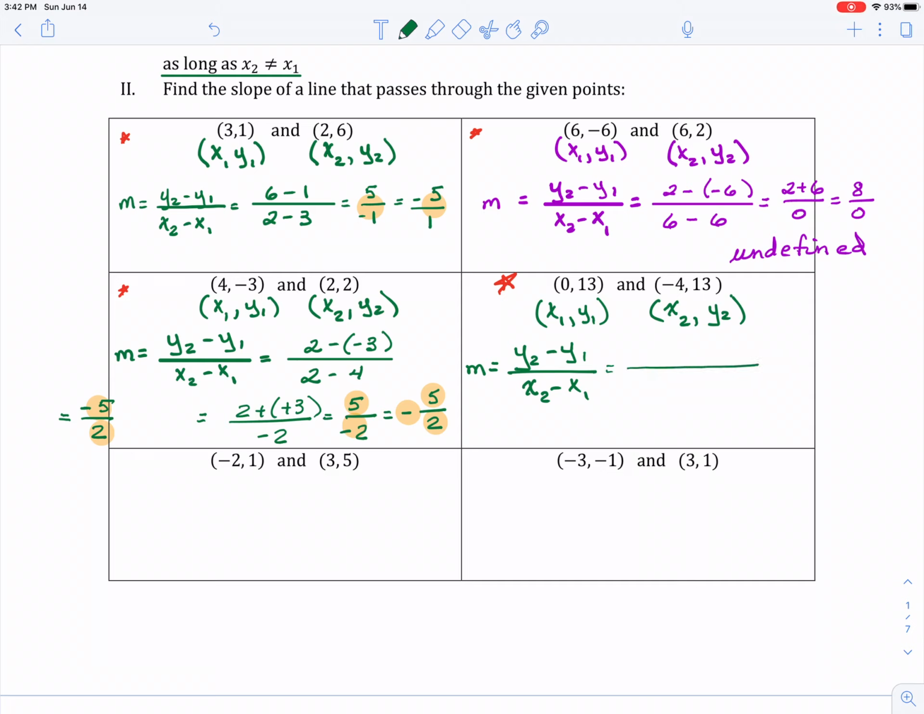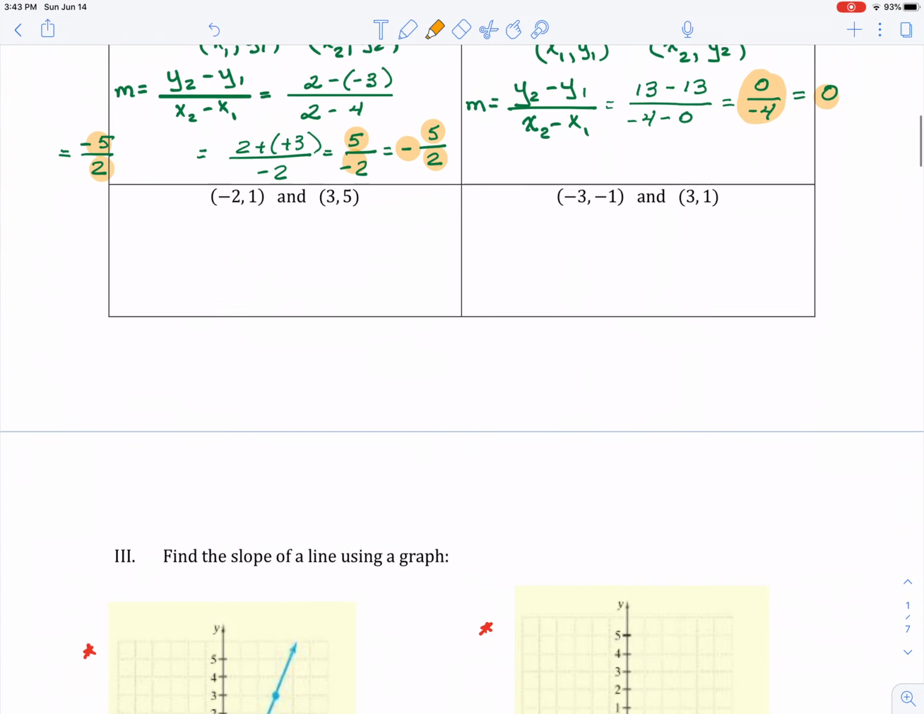Here's our next example. We start with the value 13, and we subtract 13, so y sub 2 minus y sub 1. We start with negative 4, and we subtract 0. Made that line a little too long there. And this time you see that I ended up with a 0 in the numerator, and that is equal to 0. So if you've forgotten some of this, be sure that you pay attention that when the 0 is in the denominator, we get an undefined expression. If the 0 is in the numerator, that is in fact equal to 0. All right, I think that's enough of those to do right now.